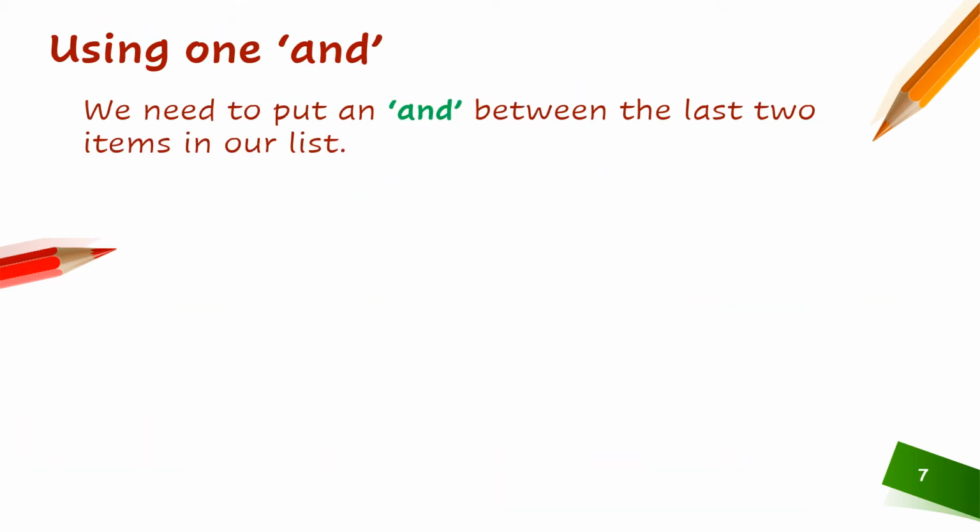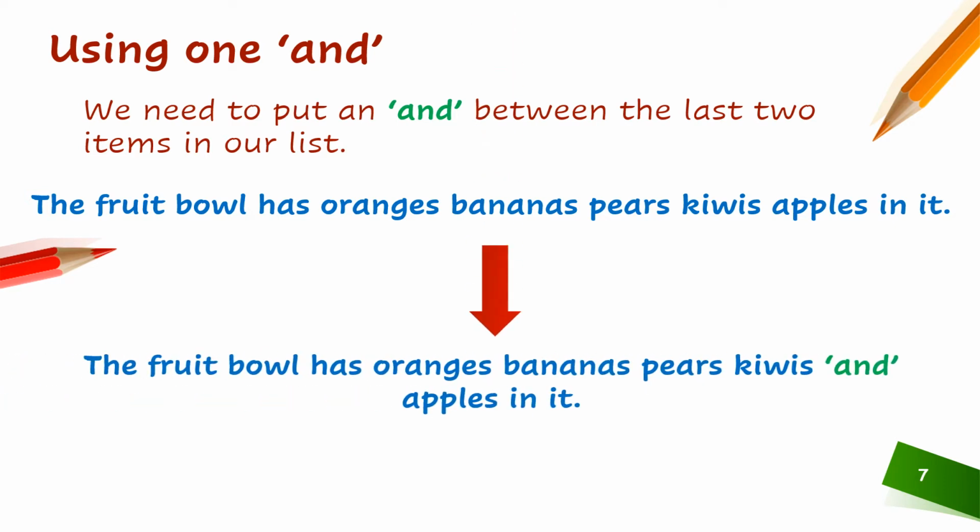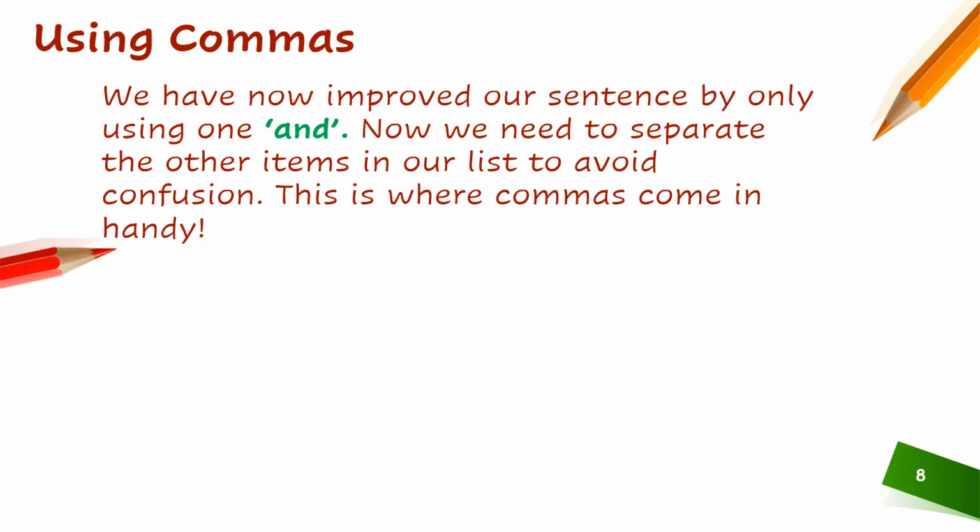We need to put an and between the last two items in our list. You can see in our sentence the last two items are kiwis and apples, so the and should go between them. So our sentence should now read, the fruit bowl has oranges, bananas, pears, kiwis, and apples in it. We now have improved our sentence by only adding one and. Now we need to separate the other items in the list to avoid confusion. This is where commas come in handy.